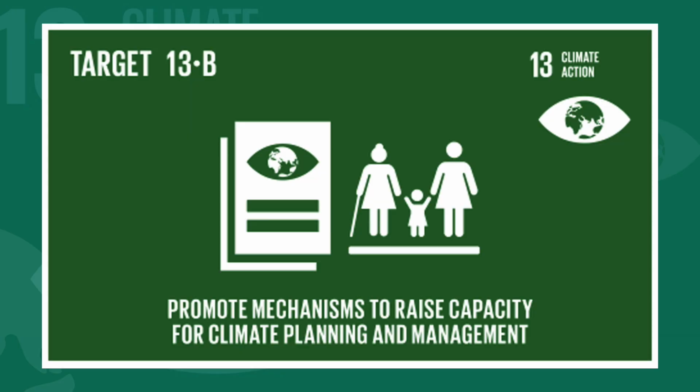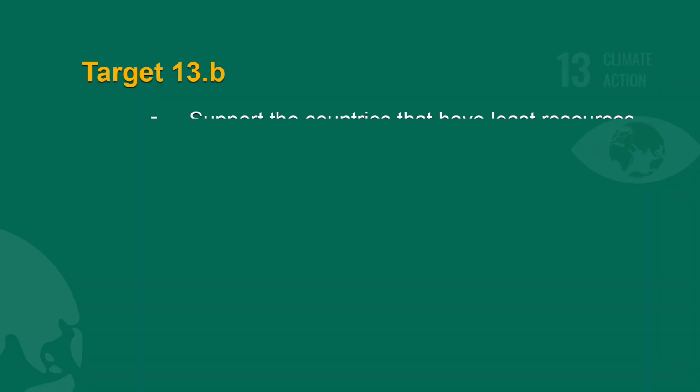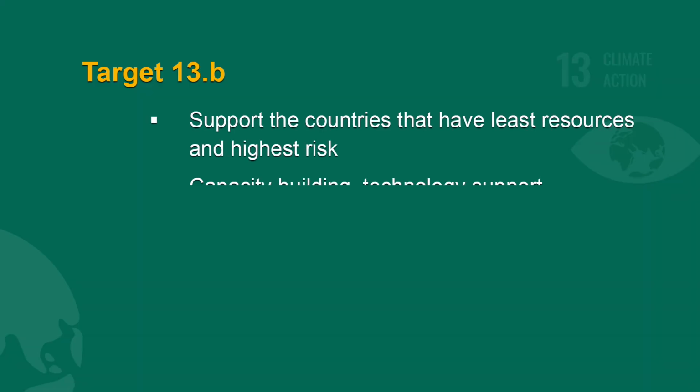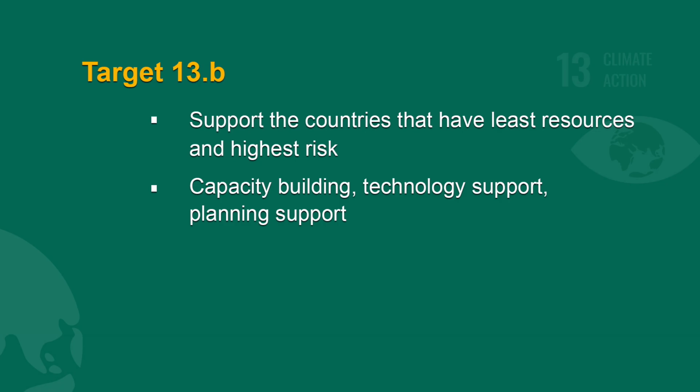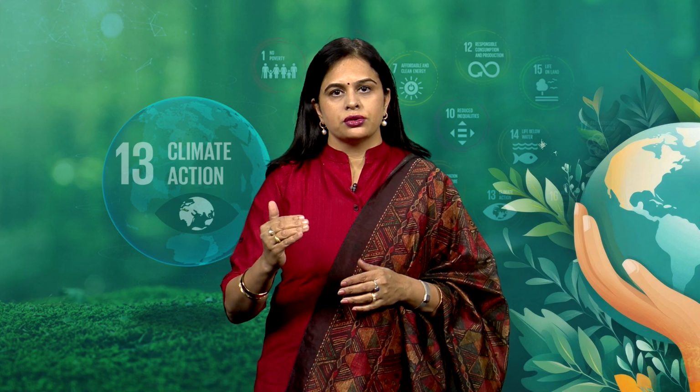Target 13.B is related to promoting mechanisms for raising capacity for effective climate planning and management in least developed countries and small island developing states, with focus on vulnerable groups. What does it mean? In simple language, support the countries that have the least resources and highest risk. It is related to capacity building, technology support, planning support. The inclusion of disadvantaged groups is a part of the spirit of this target, even if indicator wording changes over time.